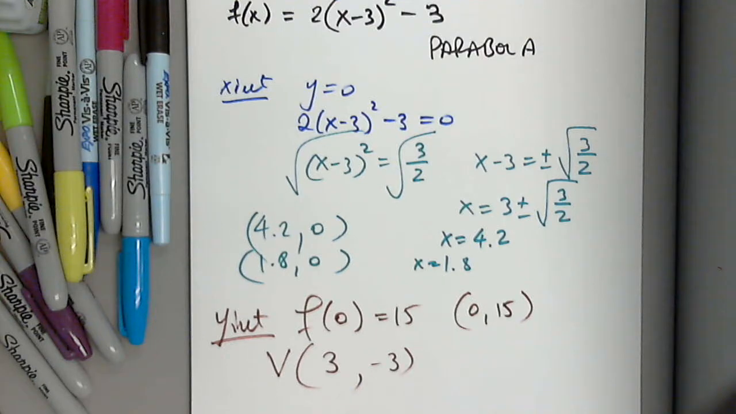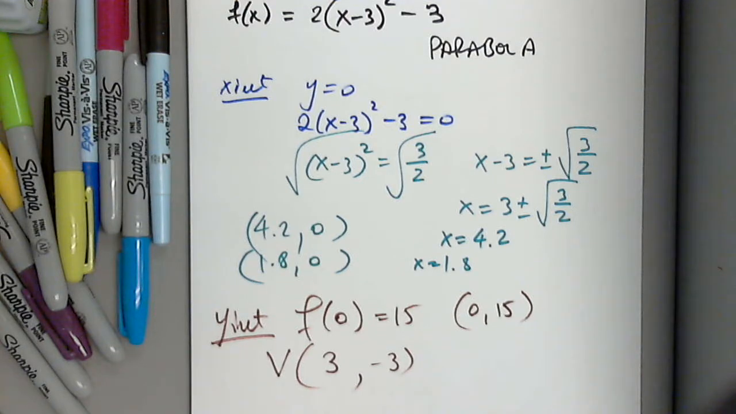The axis of symmetry will be x equals 3. The minimum will be negative 3. And the range? Negative 3 to infinity. Good. Anything else?